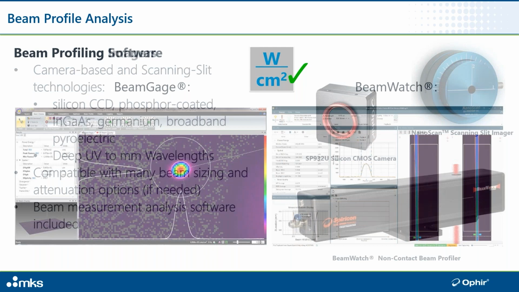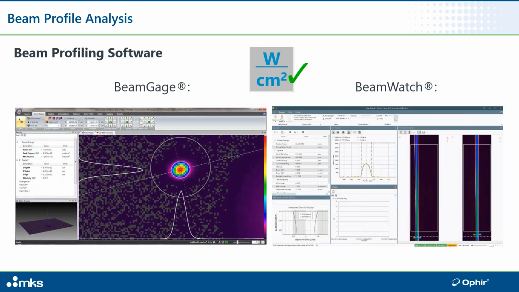You take that imager, you marry that with your analysis software. On the left here, you see BeamGage, which is our beam profiling software that measures the intersection of the beam spot. The BeamWatch, you see the beam caustic being measured here at one time.